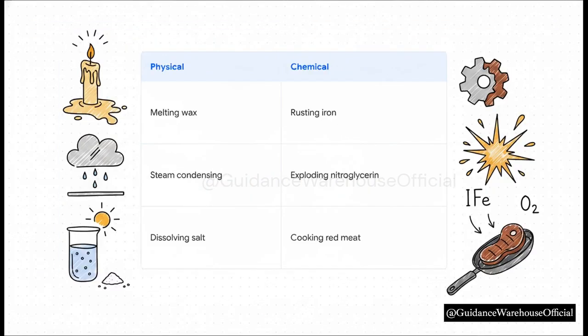To really ground these textbook definitions in reality, let's compare some everyday examples. Physical changes are things like melting wax, steam condensing on your bathroom mirror, or dissolving a spoonful of salt in a glass of water. If you evaporate that water, the salt is still sitting right there. But chemical changes, we're talking about iron rusting, nitroglycerin exploding, or even cooking red meat. When you sear steak on the grill, you're literally oxidizing the iron in the myoglobin, which causes that color shift from red to brown. You've created something completely new.